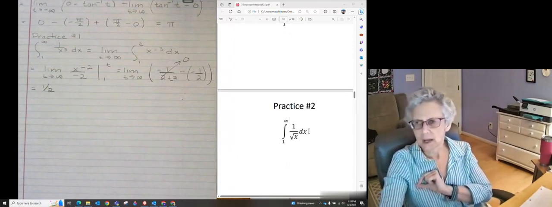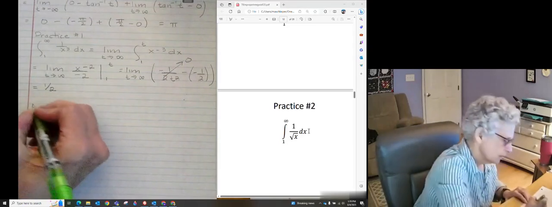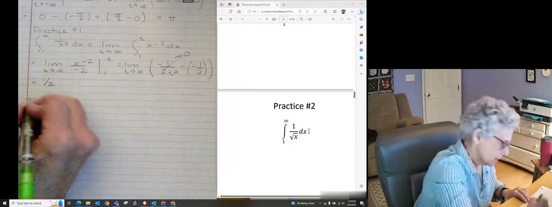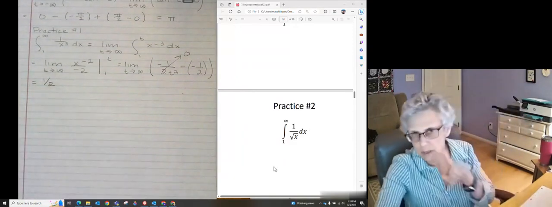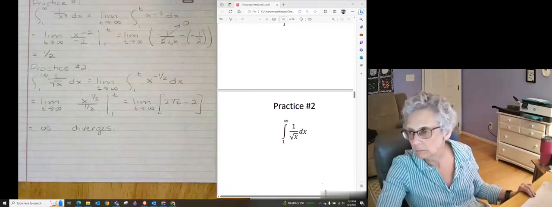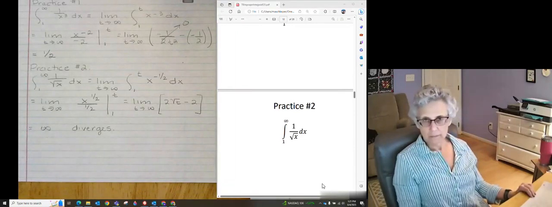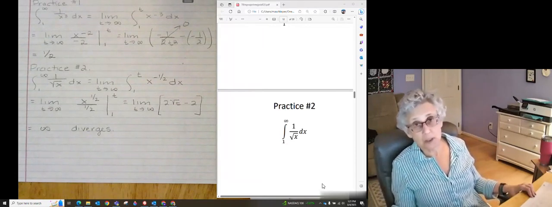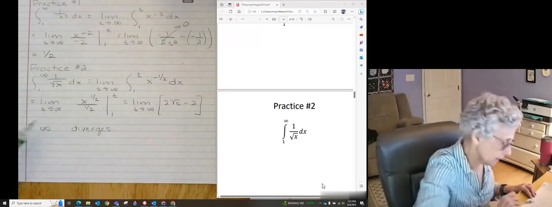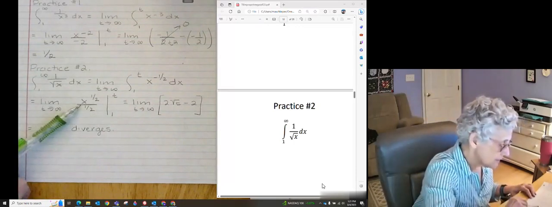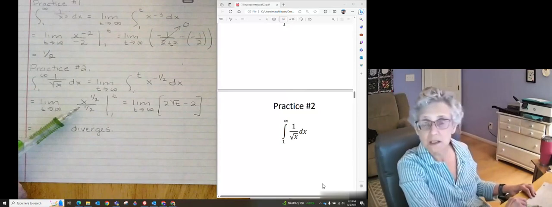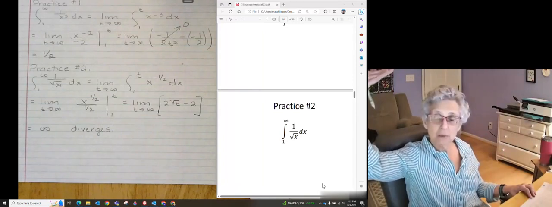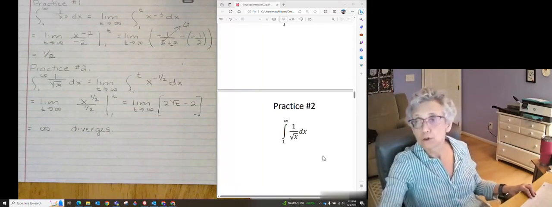Let's look at practice number 2. This time we have 1 over the square root of x. Meet me back here. How'd that one go? Very similar. It was still just add 1 to the exponent, divide by the new exponent kind of integration. But this time when we added 1 to the exponent, it brought that variable up above the fraction bar, so my integral diverged.